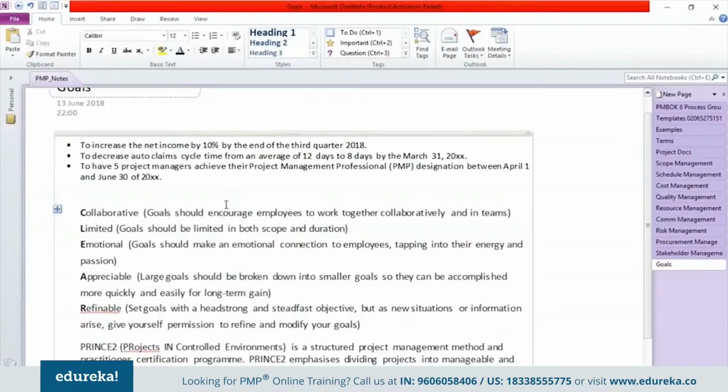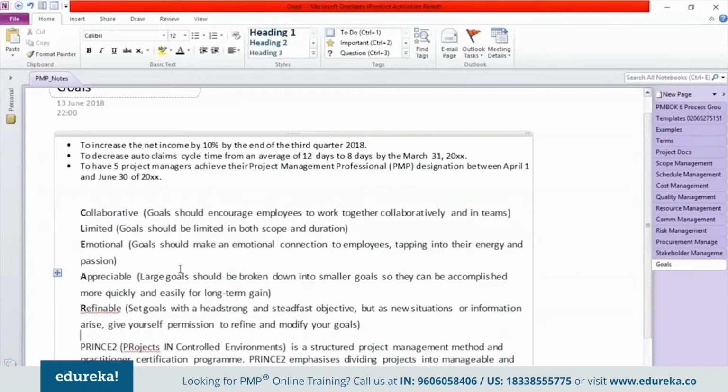The other example could be to decrease auto claims cycle time from an average of 12 days to 8 days by March 31st, maybe 2019. So this is another good example wherein we're very clear about what we want to achieve by the end of that project. If we want to reduce the cycle time, by how many days, and by when do we want to reduce the cycle time, etc. So if the goal is clear and smart, then it becomes much easier to relate to.